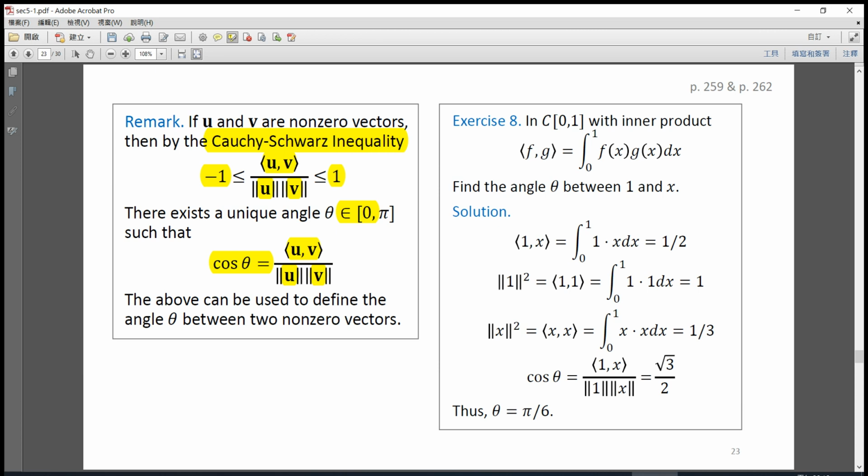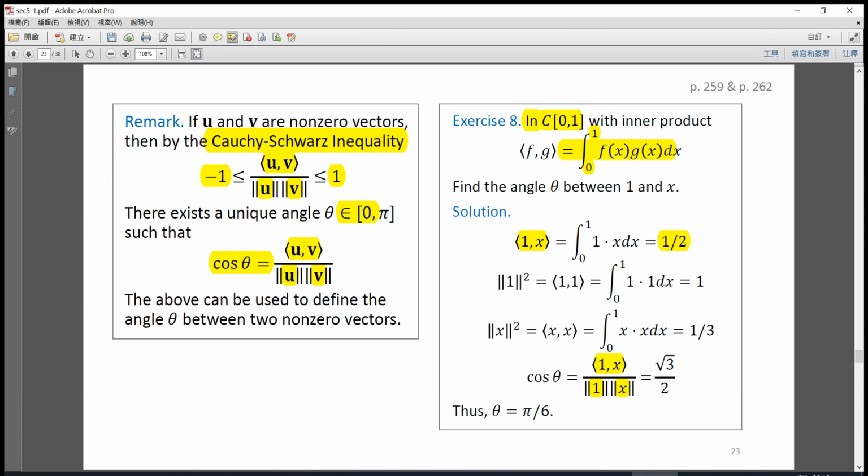And on the right-hand side is an example, and this example illustrates how to find the angle between two vectors. Consider the vector space of continuous functions defined on the interval between 0 and 1. And the inner product is defined to be the integration of f of x times g of x from 0 to 1. And our goal is to find the angle theta between 1 and x. And to this end, we need to compute this ratio. So first, we compute the inner product of 1 and x, which equals 1/2.